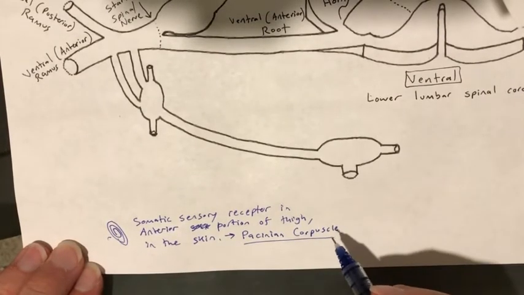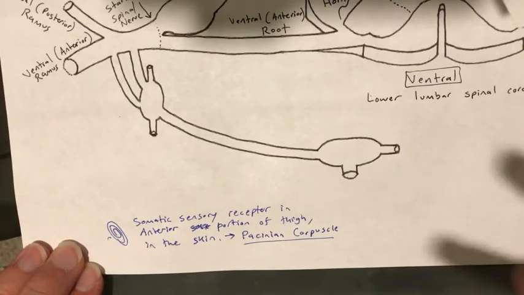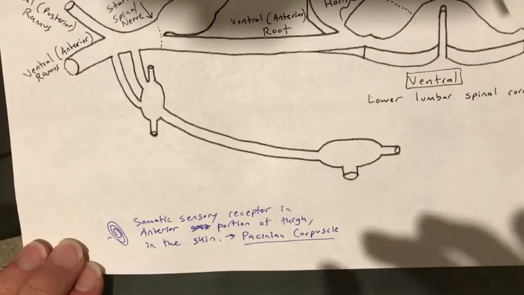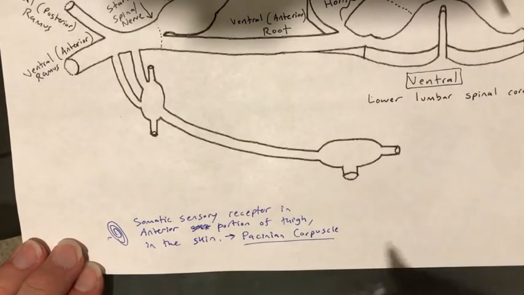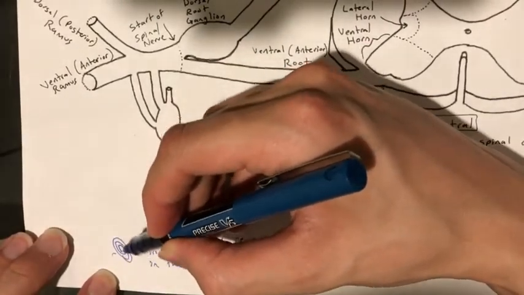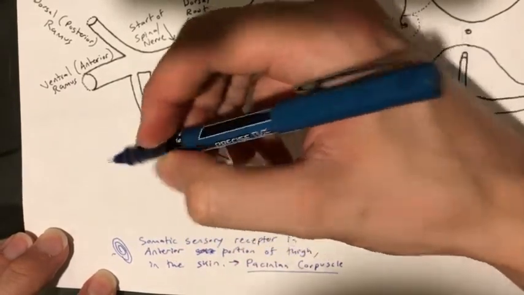So Pacinian corpuscles that are found in your skin are specialized to detect vibration. You have these Pacinian corpuscles all over your skin, all over your body. However, because we're dealing with the thigh for now, that's why I'm writing it as in the thigh. So this is what's going to be detecting the vibration. It's a modified dendritic end here that contains receptors that are really good at detecting vibration.